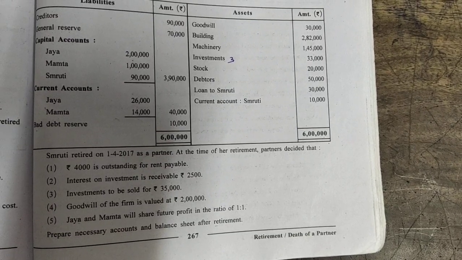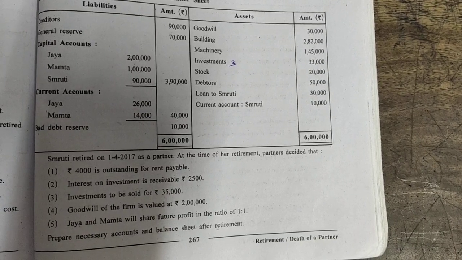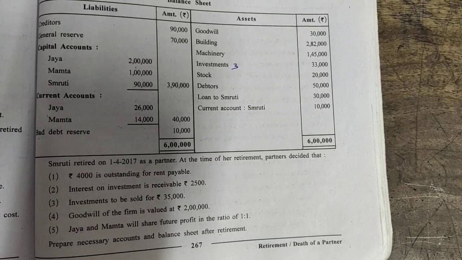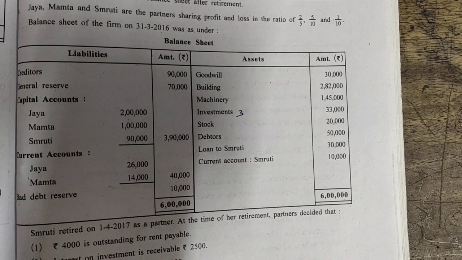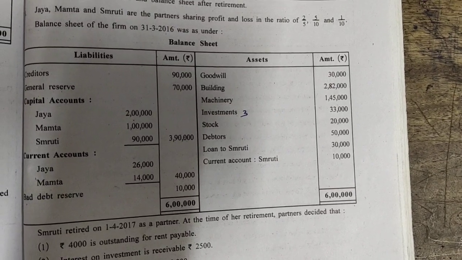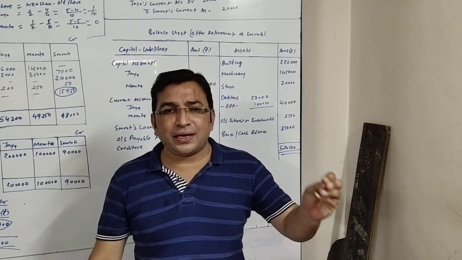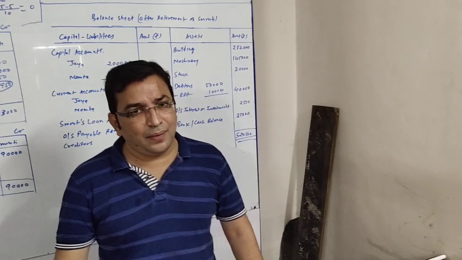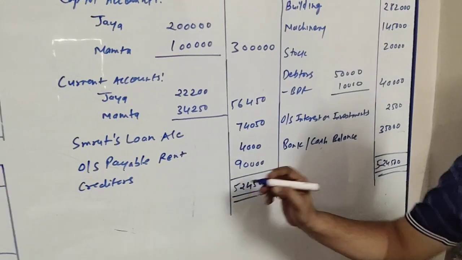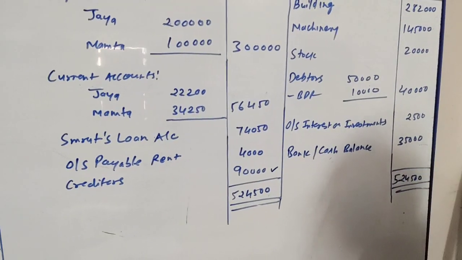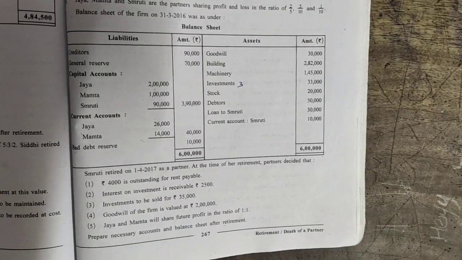Okay. Now let us take the items of the balance sheet one by one, and accordingly we will record them after giving effect of adjustments. So we will start with the liability side. The first item given to us is creditors, rupees 90,000. Now friends, in creditors there is no adjustment, so it will be directly recorded in the new balance sheet liability side. So here in the new balance sheet liability side we have written creditors, rupees 90,000. Okay, let's come to the next item. Next item is general reserve.